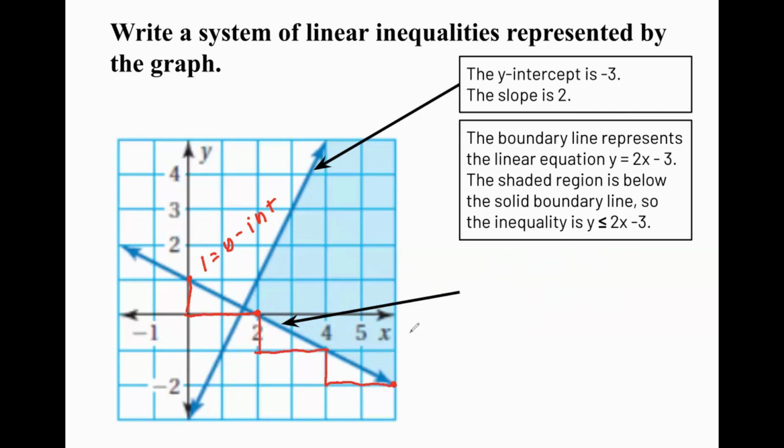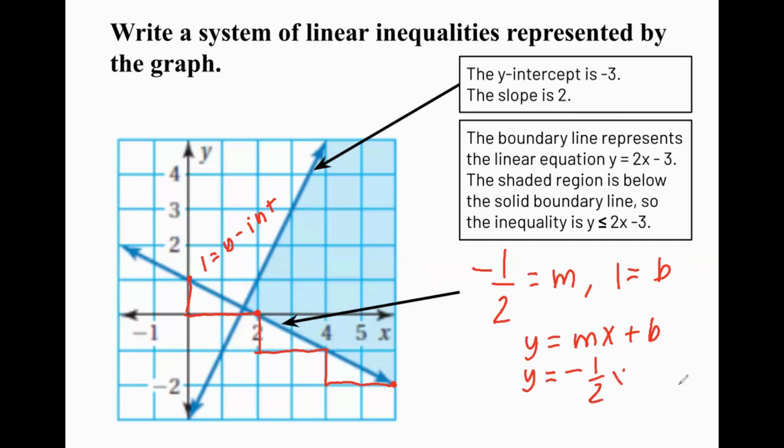And we see here that our slope is actually negative 1 over 2. And that our y-intercept is going to be positive 1. So plugging it into y equals mx plus b, it would be y equals negative 1/2 x plus 1. And then you can go ahead and replace your equal sign with an inequality symbol. The line is solid, so it's either less than or equal to or greater than or equal to.